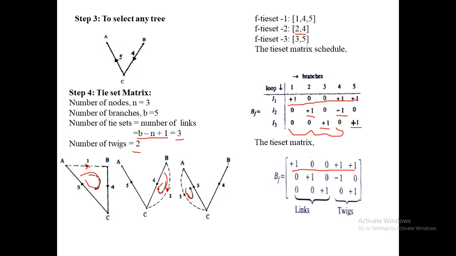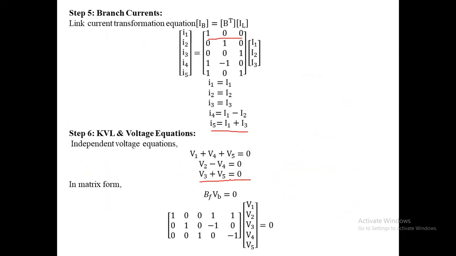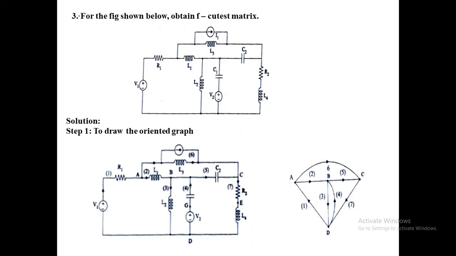Here this voltage equation we can write from this loop also. Here it is having 1, 4, 5. From this loop also we can write the voltage equation. V1 plus V4 plus V5 equal to 0. V2, here both the directions are opposite, so V2 minus V4 equal to 0. Then here V3 plus V5 equal to 0. Anyway, we can write the voltage equation. This is the answer. Next problem: for the figure shown below, obtain the F-cut-set matrix.